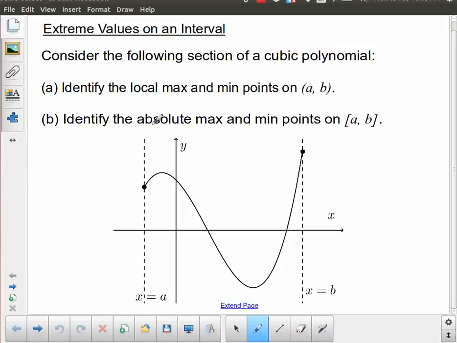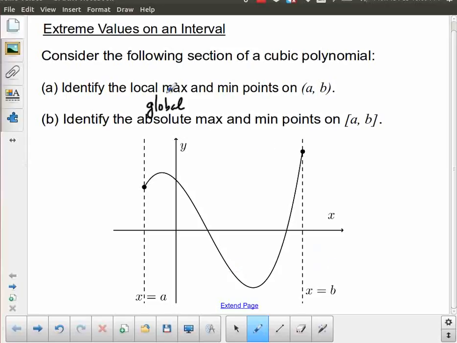And then we also look for what are known as the absolute. Another term for this is global maximums or minimums. And in order to determine the globals, we also have to take into account the values A and B, which means we close the interval. We include the endpoints.